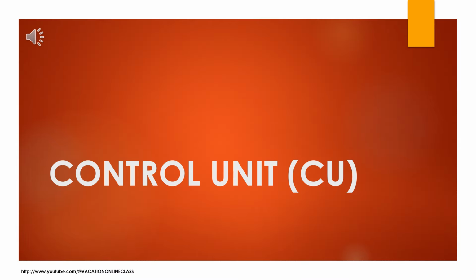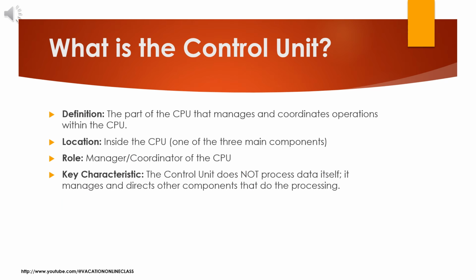Let's start first with the control unit, also known as CU. Now, let's answer the question: what is the control unit? Think of the control unit, or CU, as the manager or coordinator of the CPU. Its job is to manage and coordinate every operation that happens inside the processor. It is located right inside the CPU as one of its three main pillars.